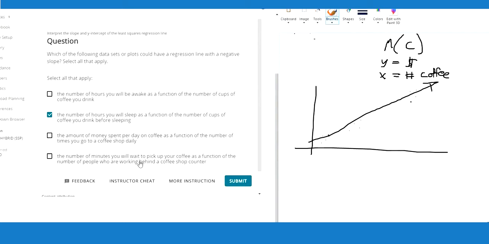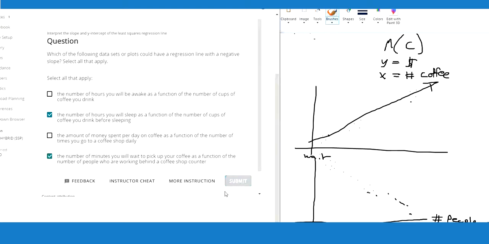So the last one, the number of minutes you will wait to pick up your coffee. So that's our x variable. No, sorry, that's our y variable. As a function of the number of people who are working behind the coffee shop counter. So number of people working. If there's a lot, the wait time is probably small, right? And if there's just a medium amount of people, then the wait time is probably typical. And if there's only one person working, the wait time is probably pretty high. So that's a negative slope.